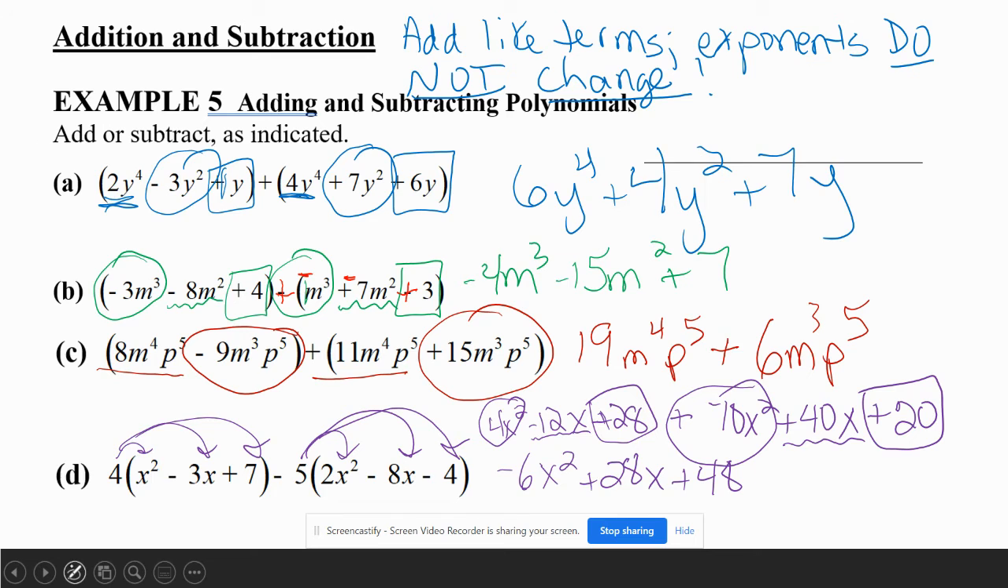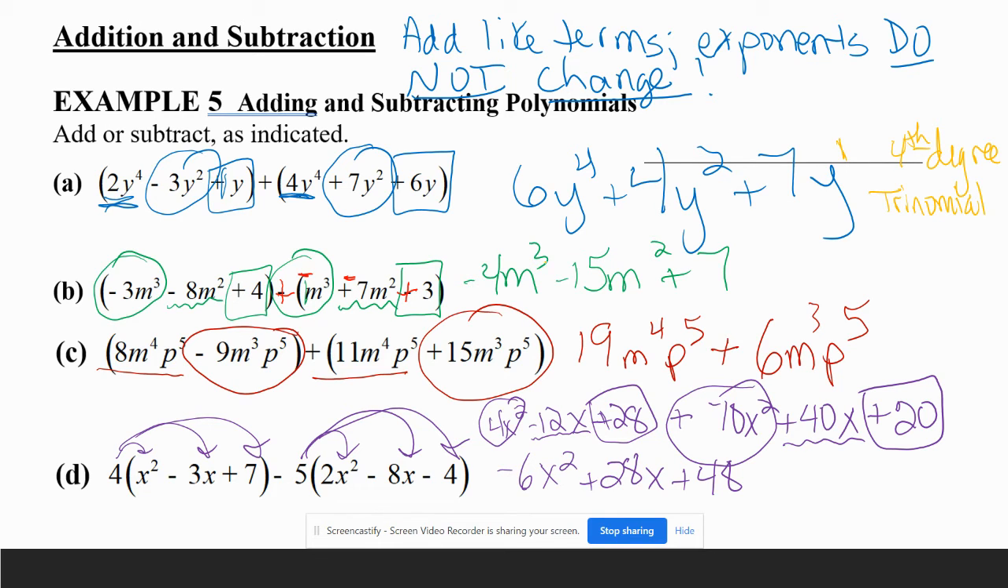I want to go back for just a second and talk about degree and polynomials. So these are polynomials. Example A is a polynomial. We have a positive 4, a positive 2, and a positive 1. The degree here would be a fourth degree. And there are 1, 2, 3 terms. So this would be a trinomial. I know it doesn't ask us that, but we want to practice that.